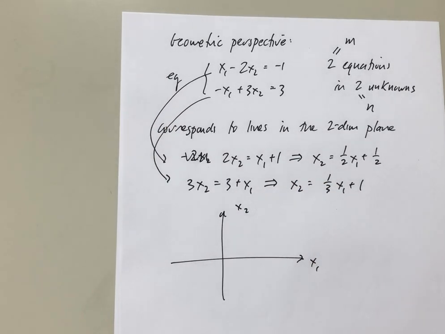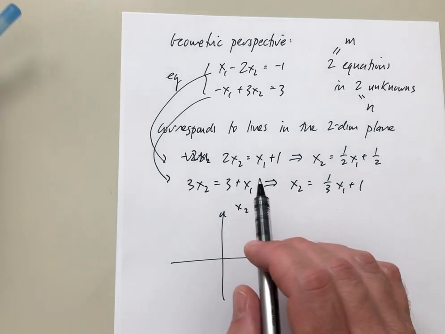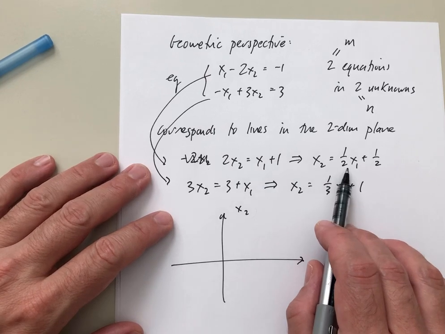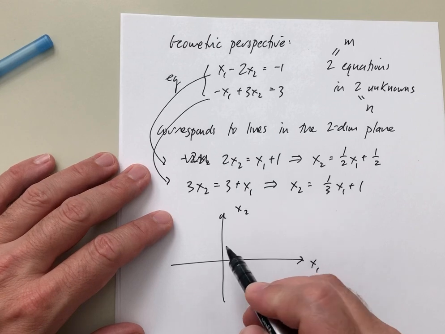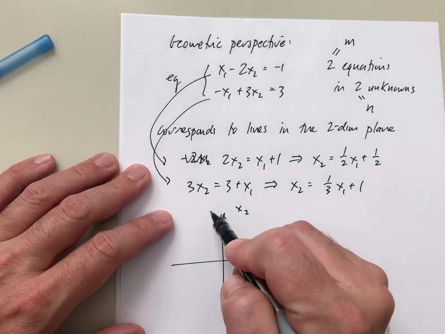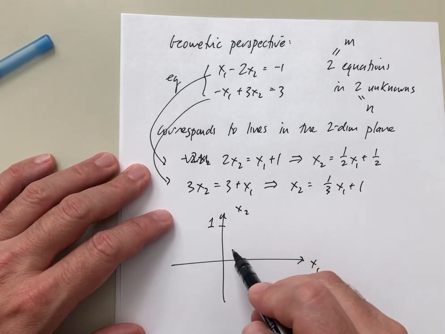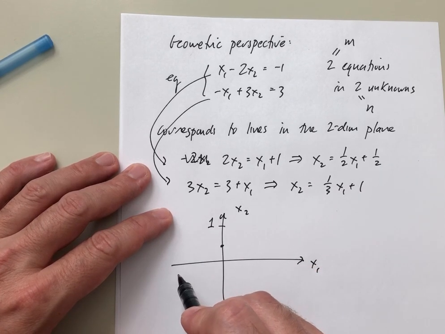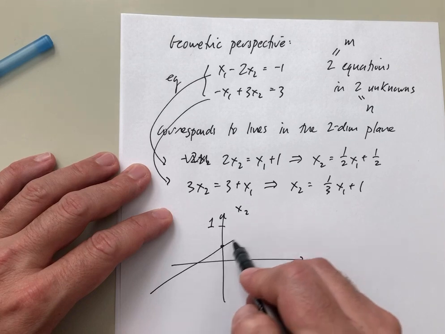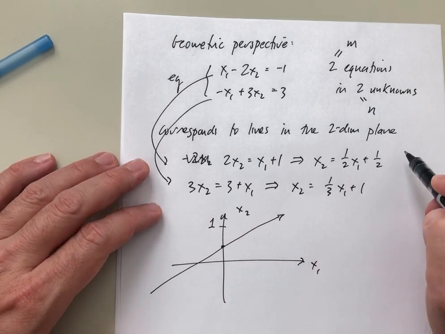Maybe I should use some colors here. Let's see if I have... Okay, this is a blue pen. So let me draw this first line in black. This is a line with slope 1/2 and intercept 1/2, right? So maybe exaggerate things a little bit. This is 1. So this line goes through 1 and its slope is 1/2. So let me draw it kind of like this. That's line 1, okay?